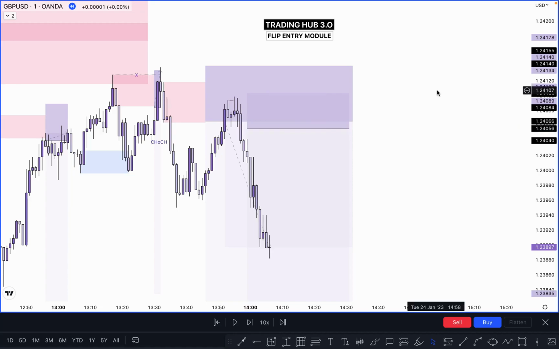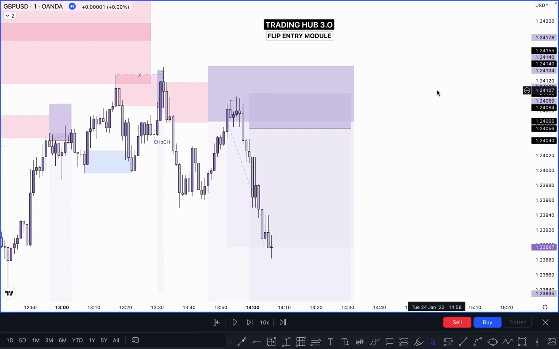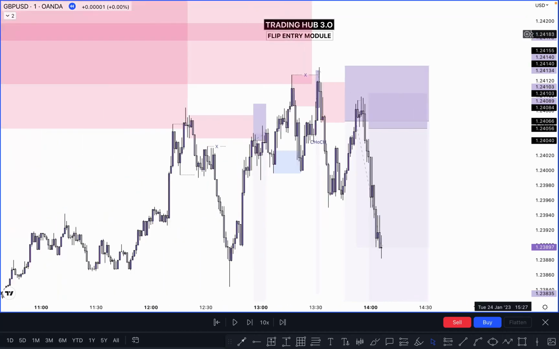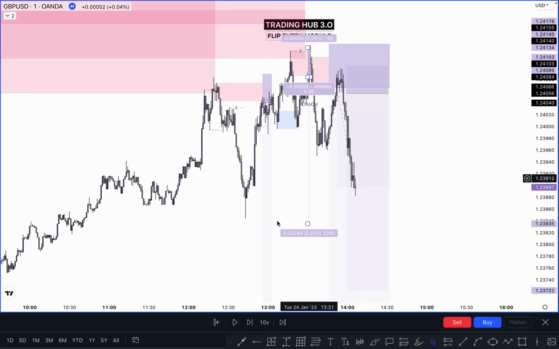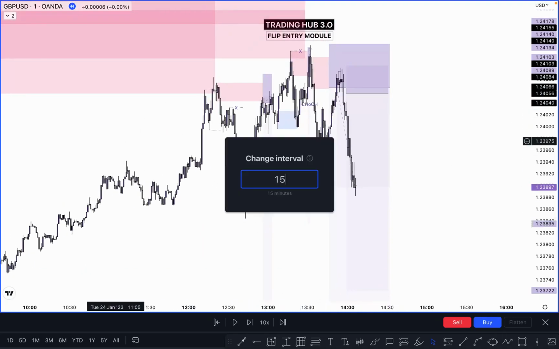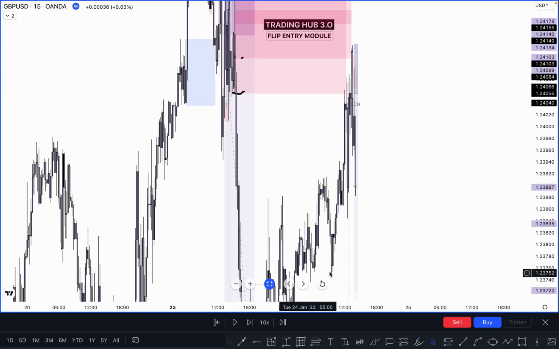Even though this entry is valid as per our entry plan, it doesn't mean that every time you will get an entry. Okay, sometimes you miss, sometimes you hit the stop loss, sometimes you catch. The main thing is how you can manage the winning trade. Okay, so let's see what happened next after this one. Now I'm going to switch again to the 15-minute time frame to see exactly what is happening here.